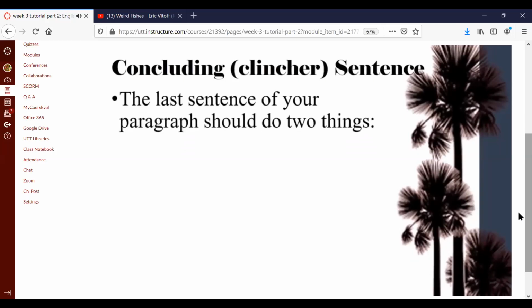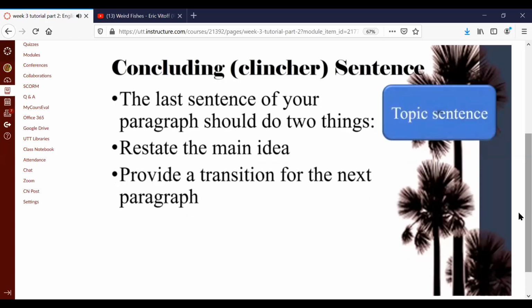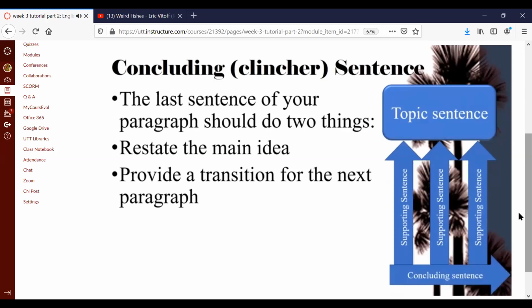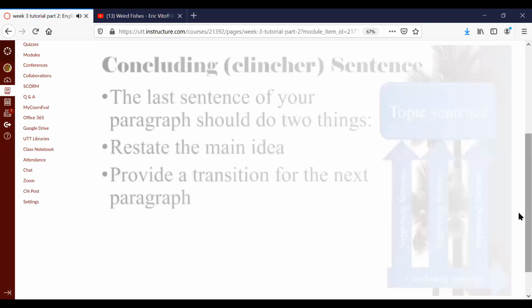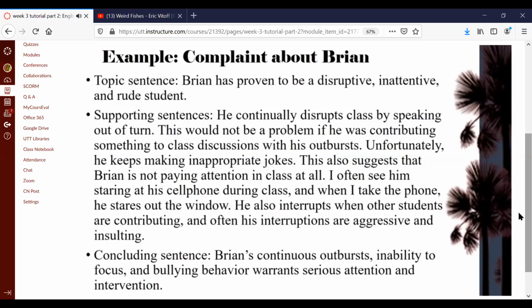The last sentence is your concluding or clincher sentence, and it should do 2 things. Restate the main idea, and provide a transition for the next paragraph. Here's an example of a paragraph where I've separated the topic sentence, supporting sentences, and the concluding sentence. Take a minute to read.